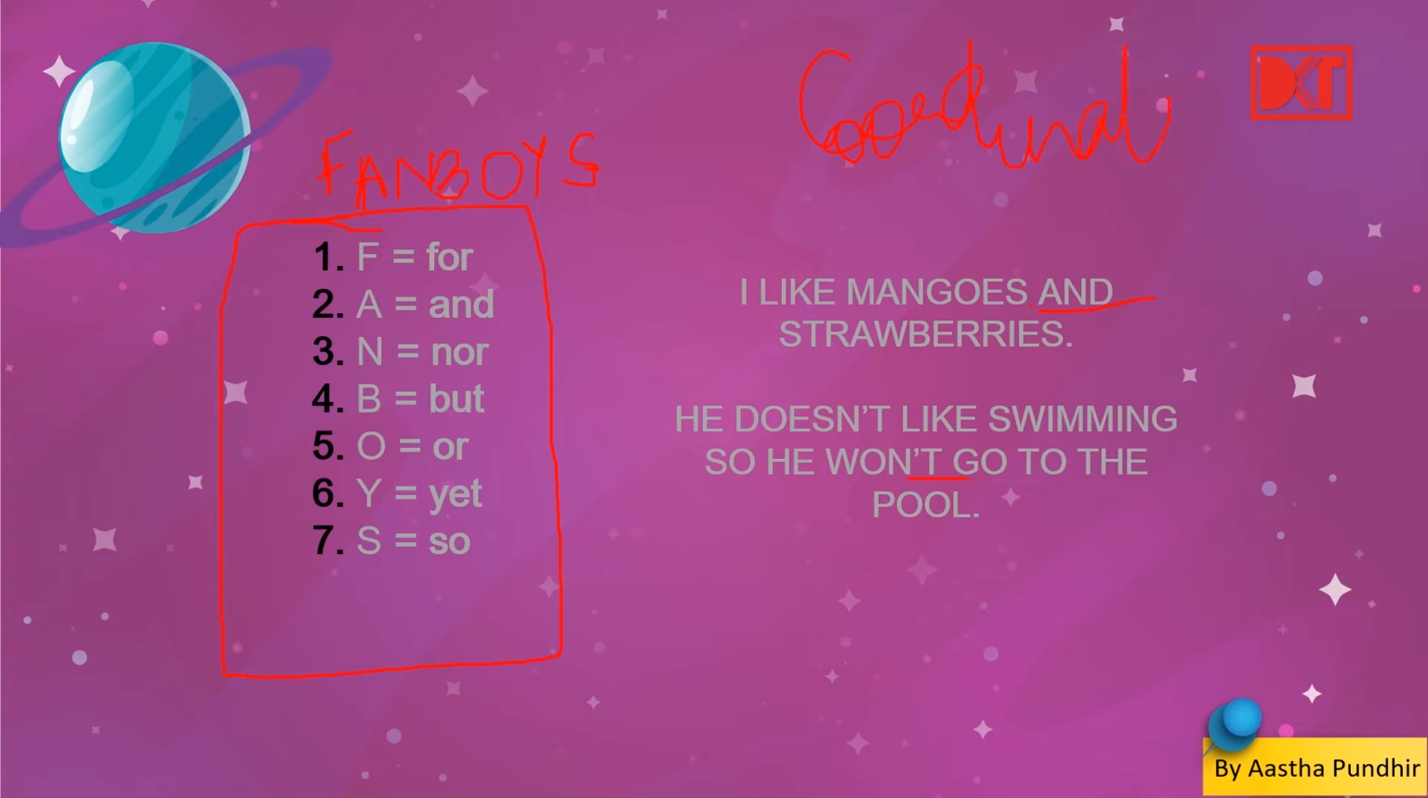Alright. So that's all for the coordinating conjunctions. And ये जो mnemonic है हमारा fanboys, you can use this to remember the names. Remember the various coordinating conjunctions.